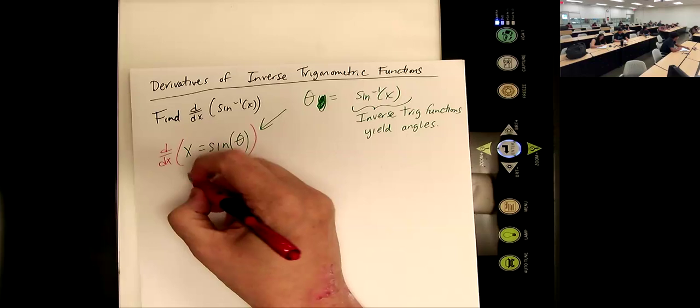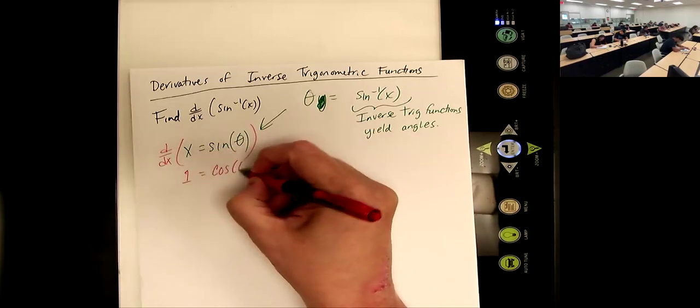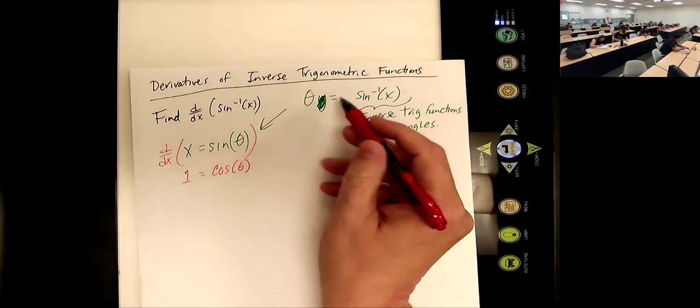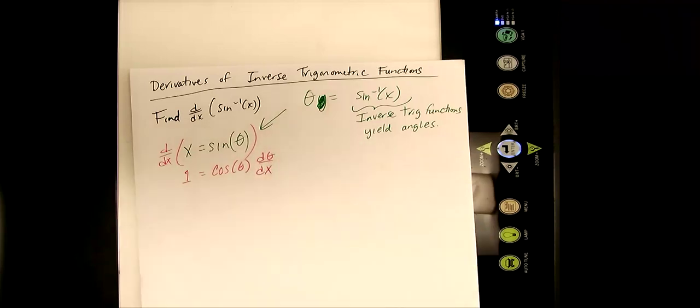So the derivative of the left side is 1. The derivative of the right side is cosine theta. And since theta is a function of x, we need to do implicit differentiation and do d theta dx.